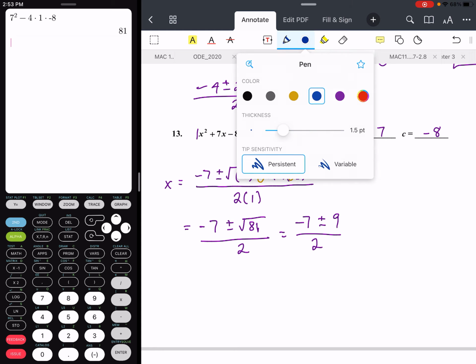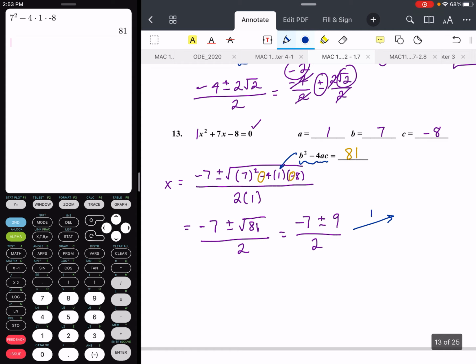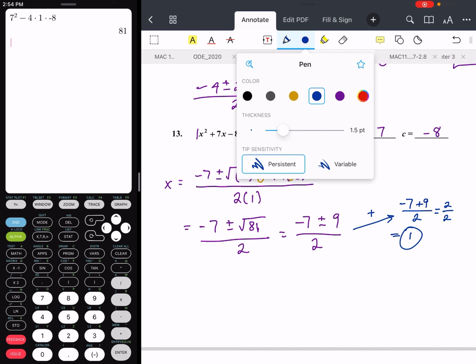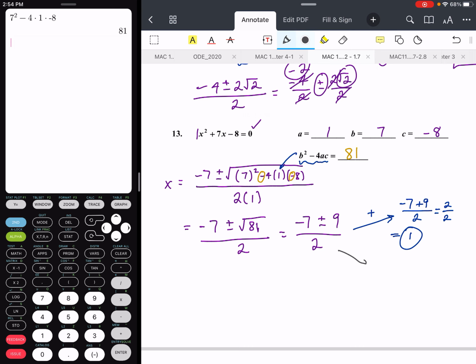So using the plus sign, this would be negative 7 plus 9 over 2, which gives me 2 over 2, which simplifies to 1. And then using my minus sign, I'd have negative 7 minus 9 over 2, which is negative 16 over 2, which gives me negative 8. So I have 2 solutions, positive 1 or negative 8.